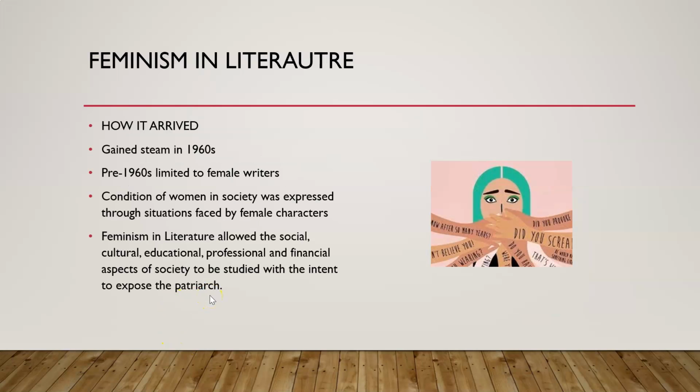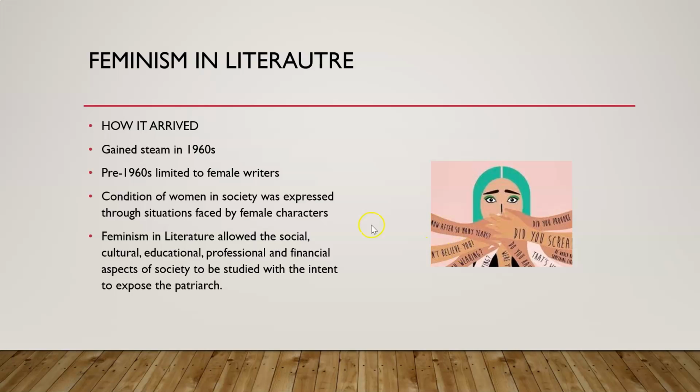How it arrived, it gained steam in the 1960s. Pre-1960 was limited to female writers, and looked at the condition of women in society. Prior to the 1960s, the condition of women in society was expressed through situations faced by female characters. So if you wanted to know anything about a woman, you would just read a novel. And since most novels were written by males, that was problematic. And many males adopted Freud's idea, I think he calls it hysteria, the idea that women are more irrational, emotional, and things like this. And when you have the dominant discourse, which is written by males, they can pretty much do whatever they want.